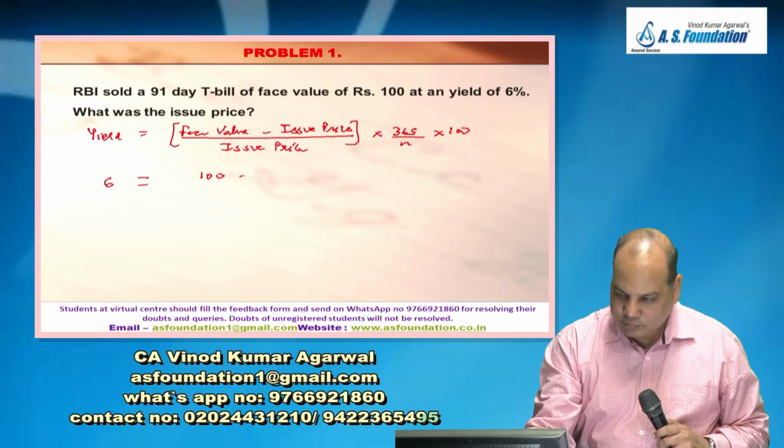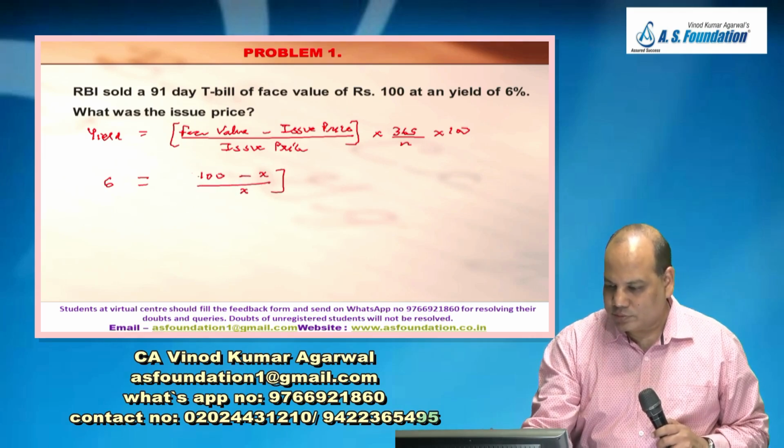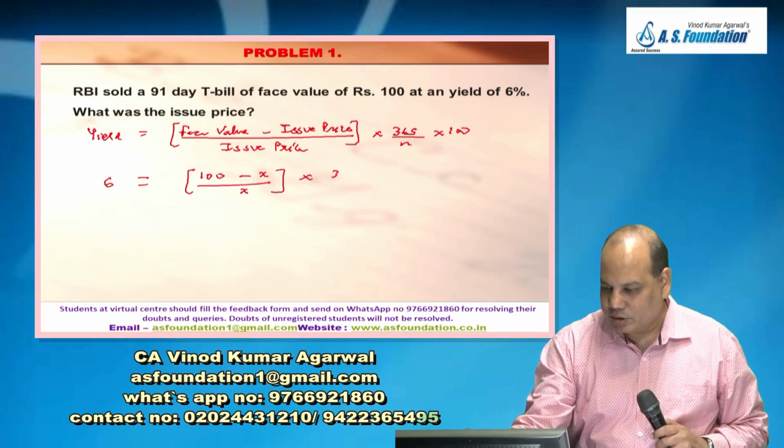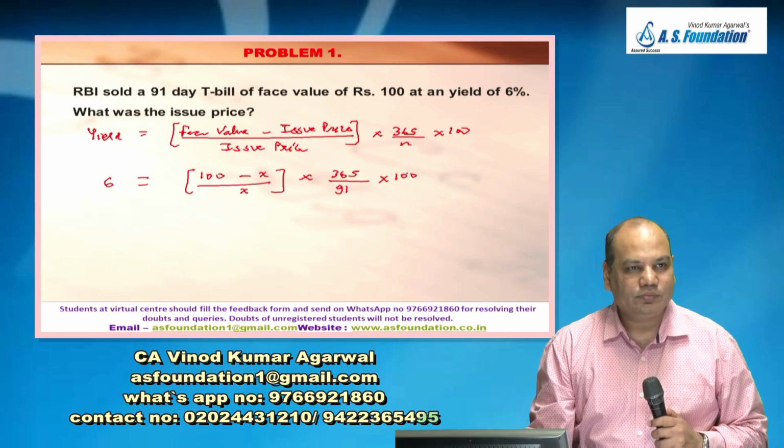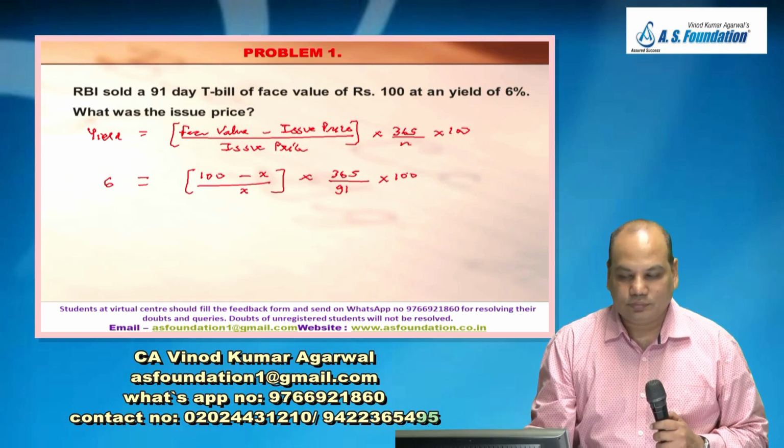6 equals 100 minus x upon x into 365 divided by 91 into 100. Solve. Any answer? No answer. 1 minute. Okay.